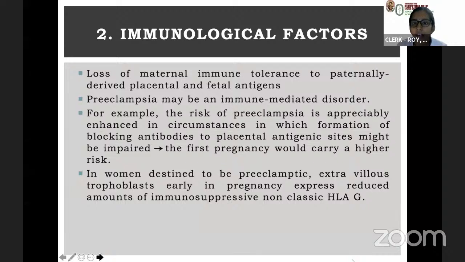Immunological factors: loss of maternal immune tolerance to paternally derived placental and fetal antigens. Preeclampsia may be an immune-mediated disorder. For example, the risk of preeclampsia is appreciably enhanced in circumstances in which formation of blocking antibodies to placental antigenic sites might be impaired, which means that the first pregnancy would carry a higher risk. In women destined to be preeclamptic, extravillous trophoblasts early in pregnancy express reduced amounts of immunosuppressive non-classic HLA.